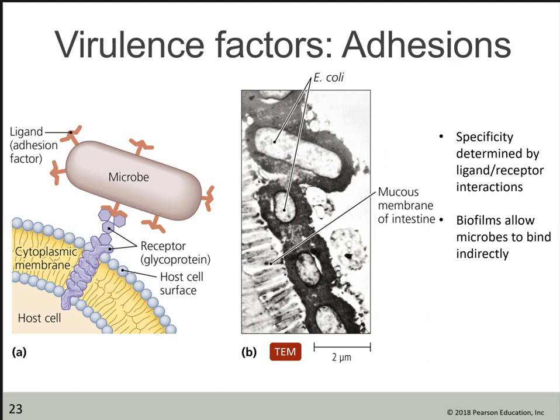Biofilms allow microbes to bind indirectly. So for example, if you have a biofilm that allows a microbe to survive within that biofilm, the microbe isn't directly attached to the surface, but it's attached to the biofilm, which is attached to the surface.